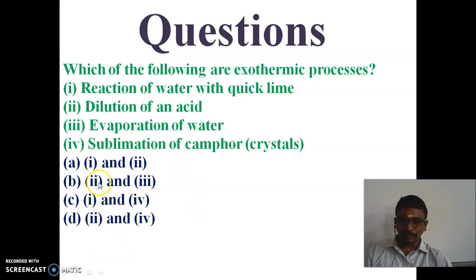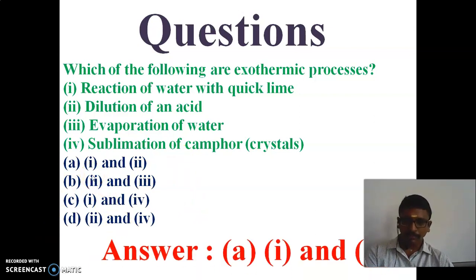So the answer for the first question is which one? A option, that is 1 and 2. That is reaction of water with quicklime and dilution of an acid. So A is the correct answer. Option A is the correct answer for this question.